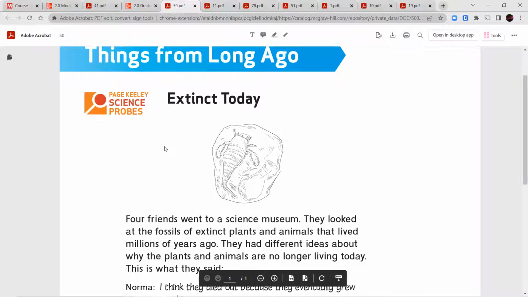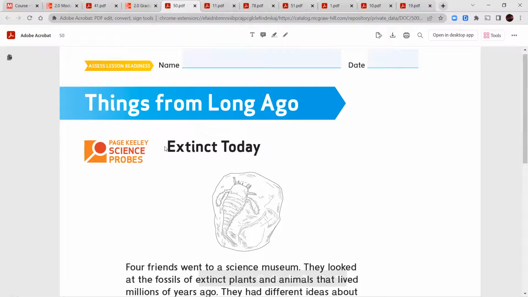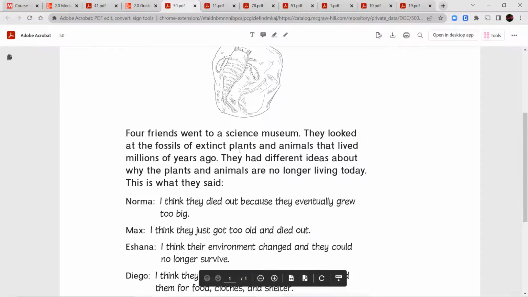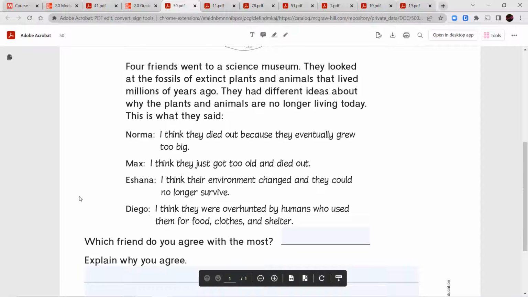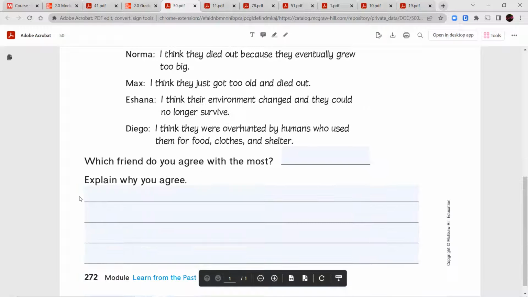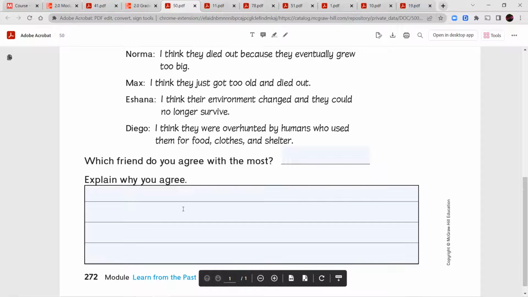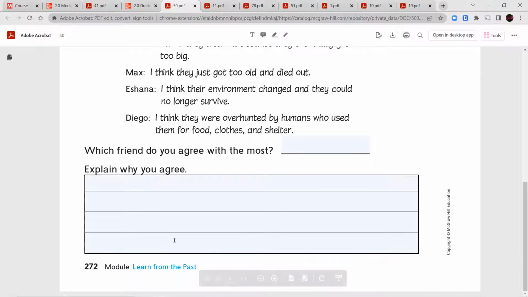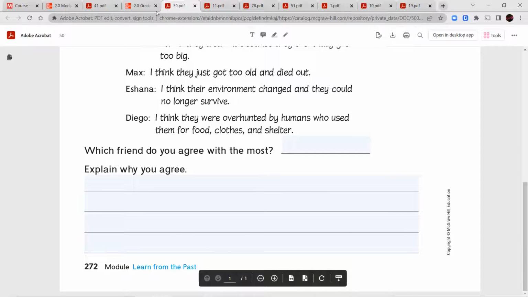Now we're going to begin over here on page 272, and we're going to read the passage titled Extinct Today. Read the conversation between the friends. Explain which friend you agree with the most. So list their name over here, and please use complete sentences to tell me which friend you agree with the most and why.